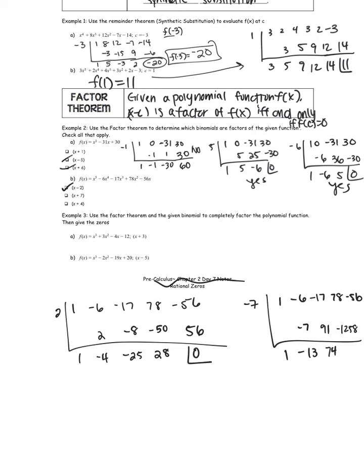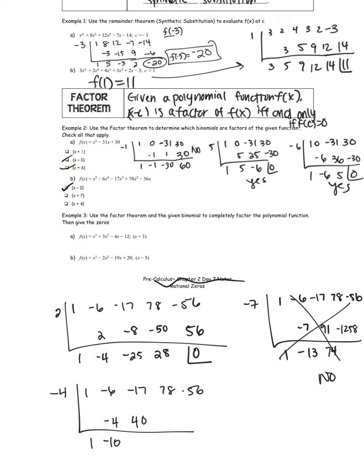You can tell this one's just getting too big too fast, so you know that one's not going to work. Last one, negative 4. So doing negative 4, and 40 minus 17 gives me 23 times negative 4, negative 92 plus 78, negative 14 times 4 gives me 56. So that one works. Okay.